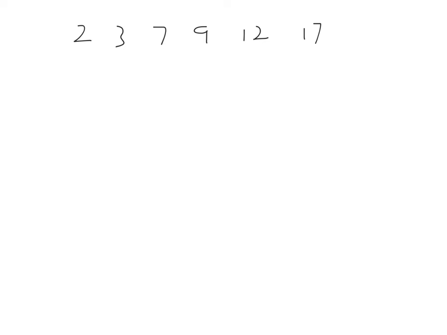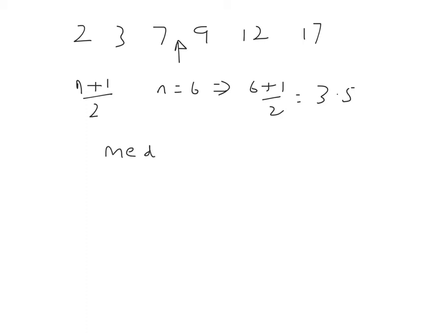Now we know that the median of a group of numbers we can work out by using the formula (n plus 1) over 2. So in this case n equals 6, so (6 plus 1) over 2 is 3.5, so the median is at the 3.5 position, which in this case is 8. So we know that.